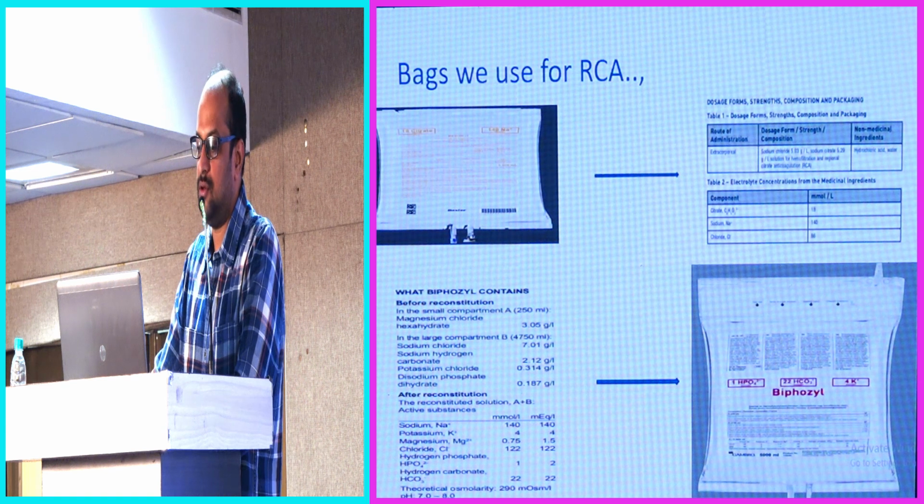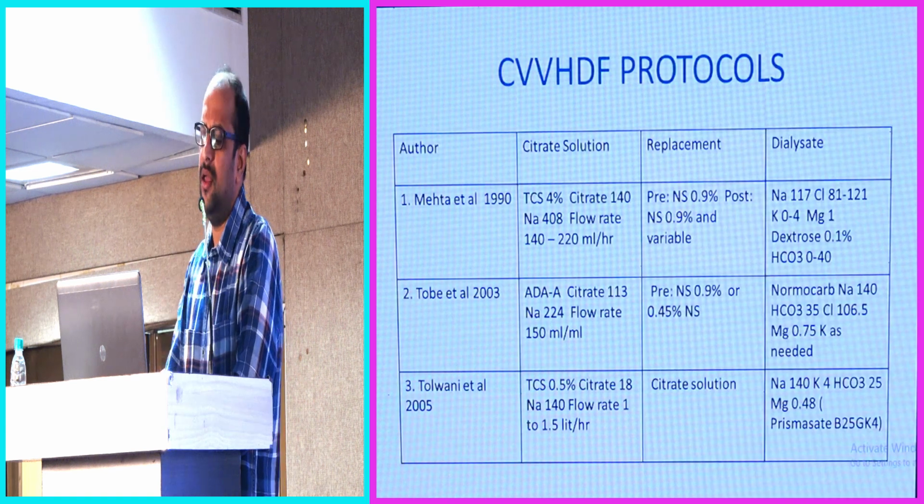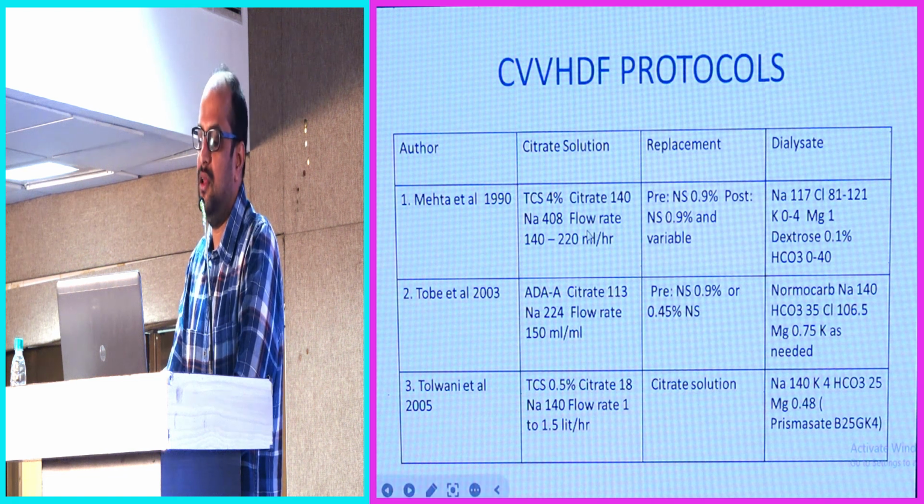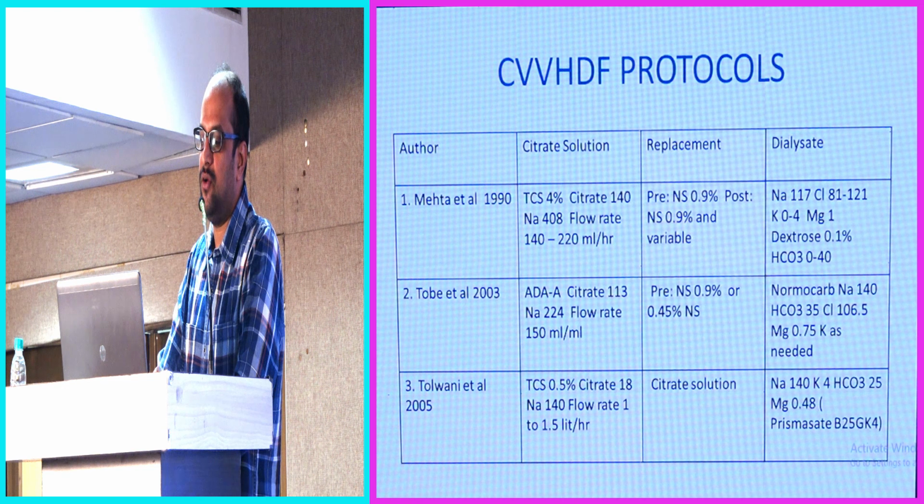It has an osmolality of 290 milliosmoles per liter, which is almost isotonic. So coming to the citrate protocols, there are multiple protocols all over the world, but the principle is the same. We may need to use citrate before the filter. It binds to the calcium in the filter and makes it unavailable for anticoagulation.